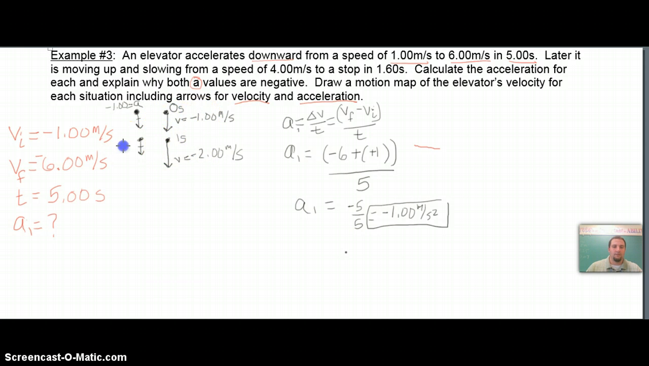Negative 1 minus 1 will give you a velocity of negative 2. So the next position right here, that dot represents the position of the elevator. You'll have a larger velocity yet. Velocity equals negative 3 now, meters every second. Acceleration is still constant at negative 1.